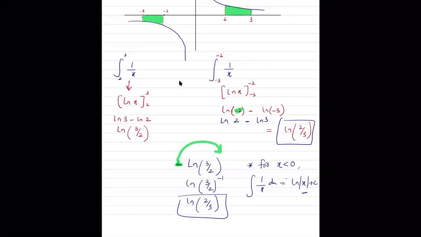All right, so try this question out. Find the value of the integration of 6 upon 2 minus 3x from 2 to 3.